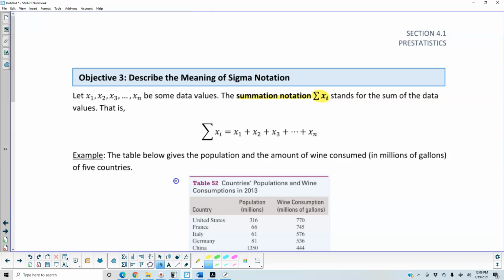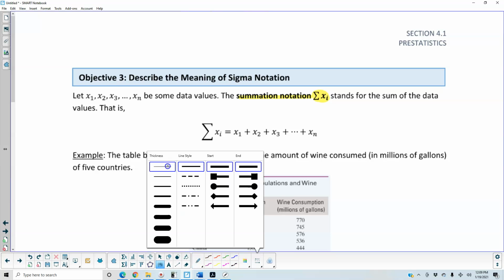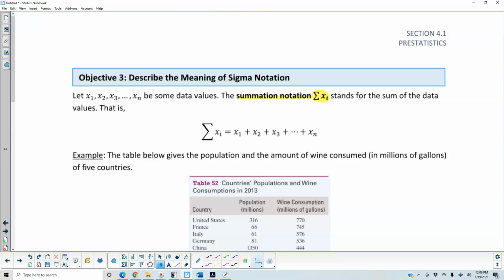Now, what that tells us is that whenever you see this symbol, you're looking for the sum. So if you want to find the sum of the data values, it would take x subscript 1 all the way to x subscript n.